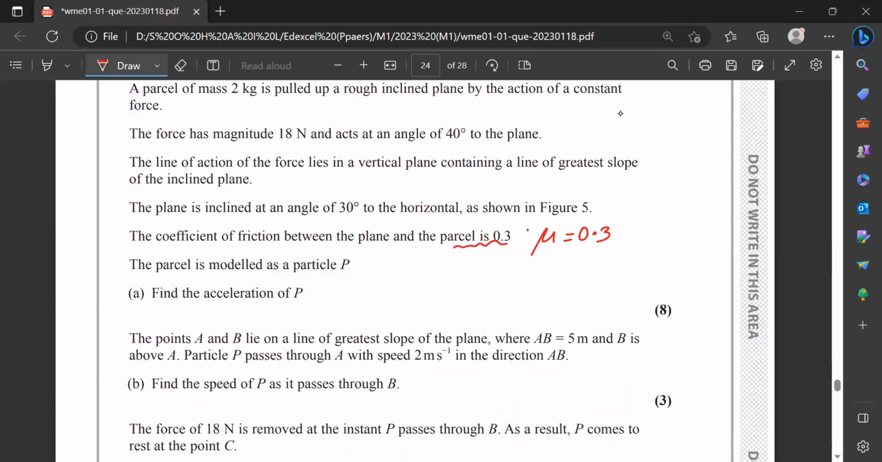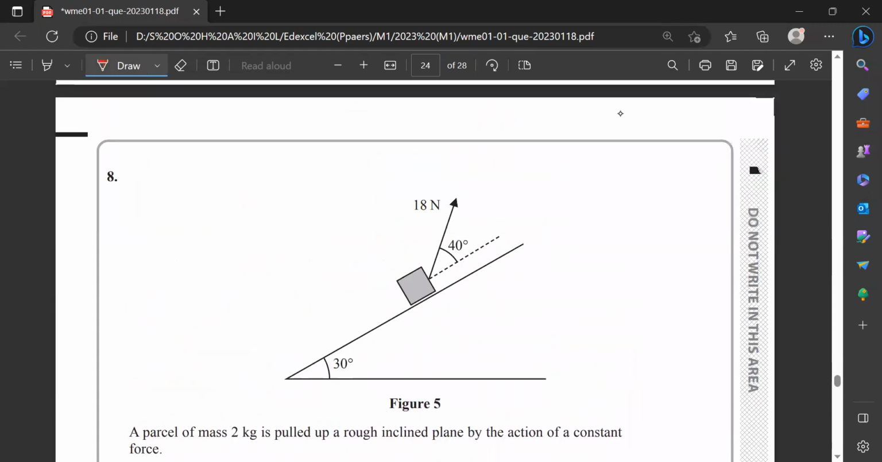Find the acceleration of P. First part is find the acceleration of P. So the particle is moving up. Obviously, there's some acceleration here, and you can resolve the components: 18 sine of 40, and here is 18 cos of 40.